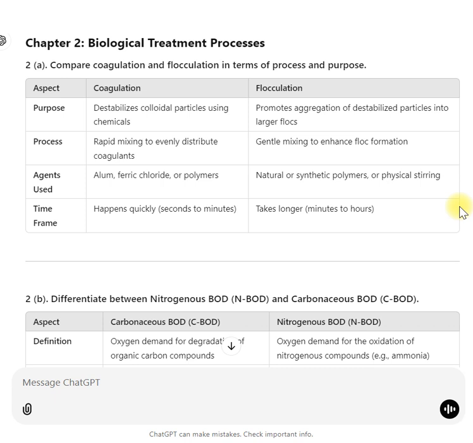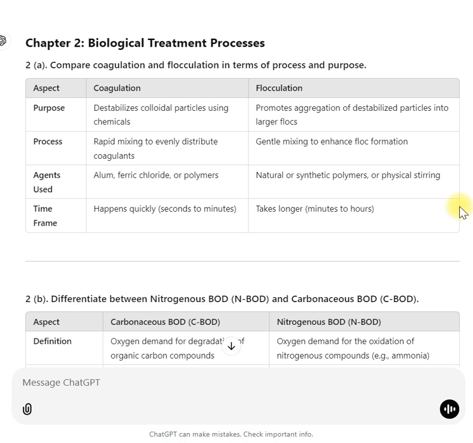Process: rapid mixing to evenly distribute coagulants, and gentle mixing to enhance floc formation. Agents used: alum, ferric chloride, or polymers; natural or synthetic polymers, or physical stirring. Time frame: coagulation happens quickly, in seconds to minutes, while flocculation takes longer.